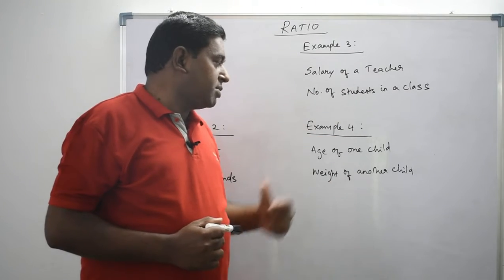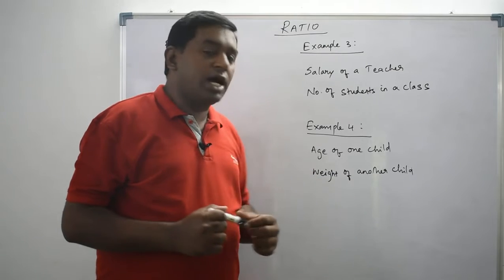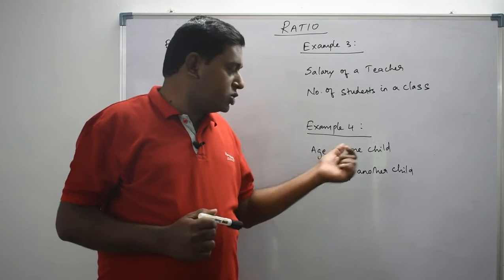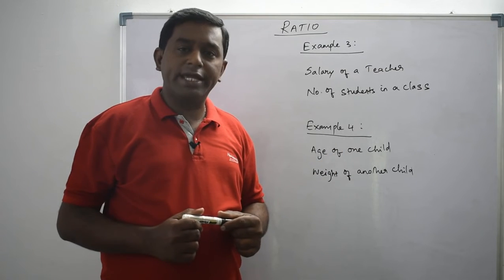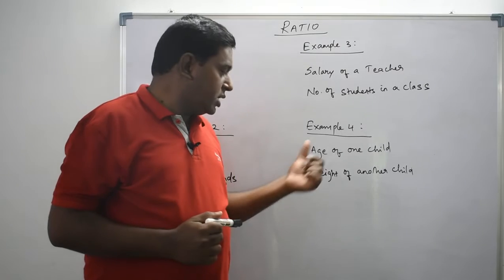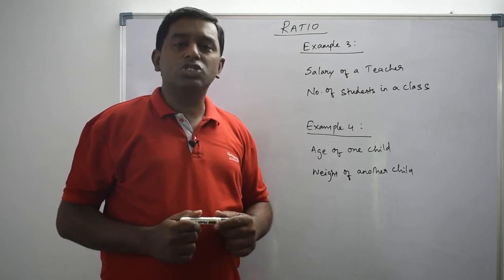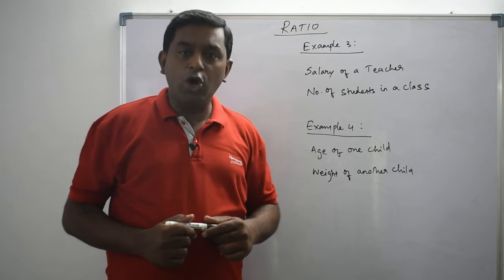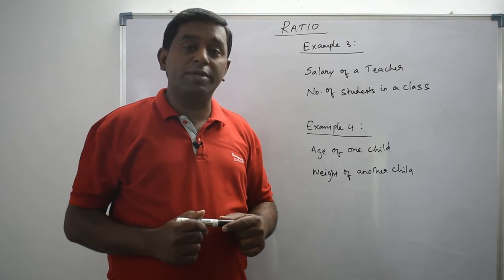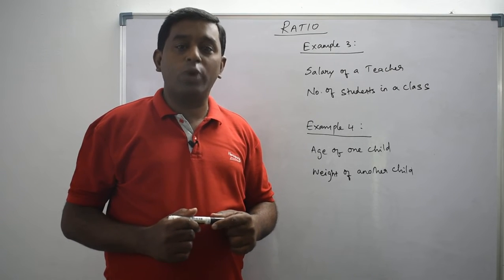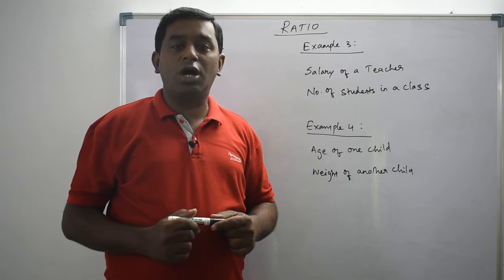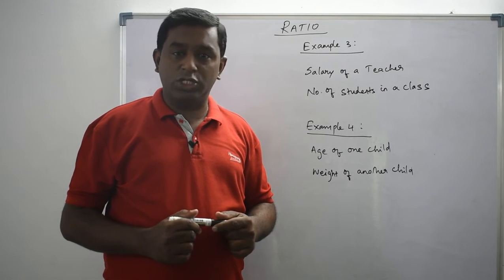Okay, now let's look at example number 4. Age of one child and weight of another child. Can I do ratio between these two quantities? No, I cannot. Why? It's very clear. Age and weight cannot be considered as same kind. They are different kinds. So we cannot do ratio between them. I hope you have understood what is meant by ratio. So for which quantities can we do ratio and for which quantities we cannot do ratio.